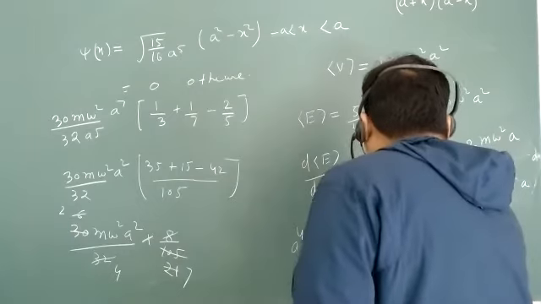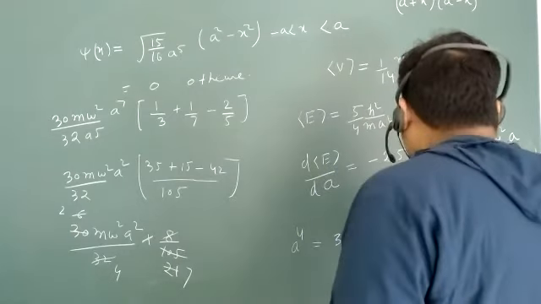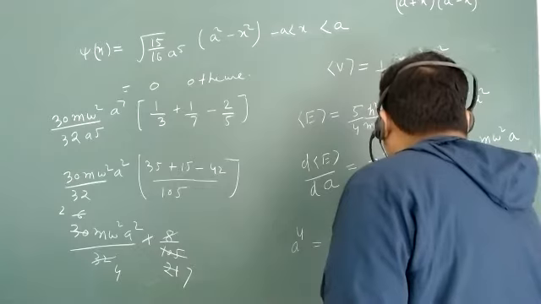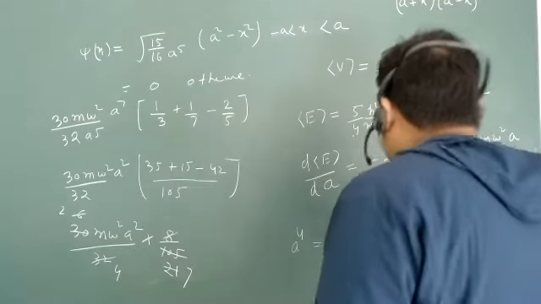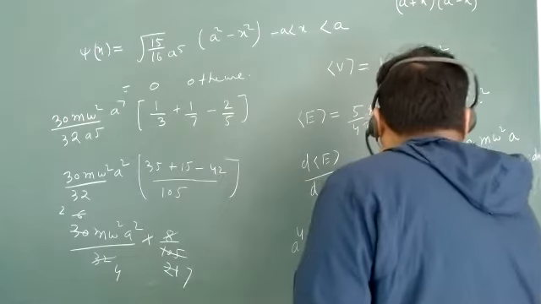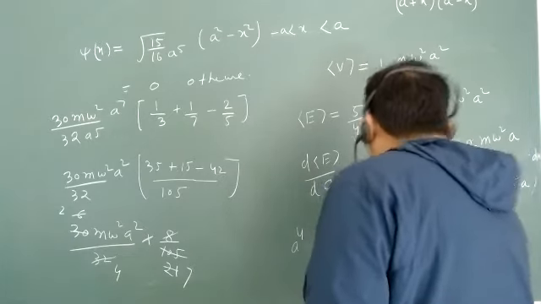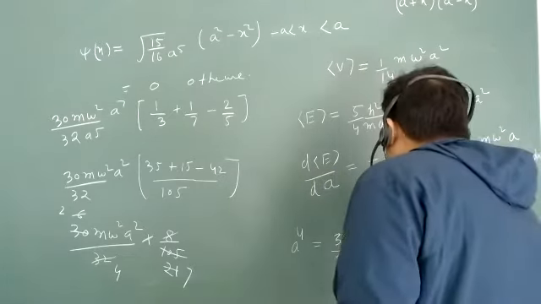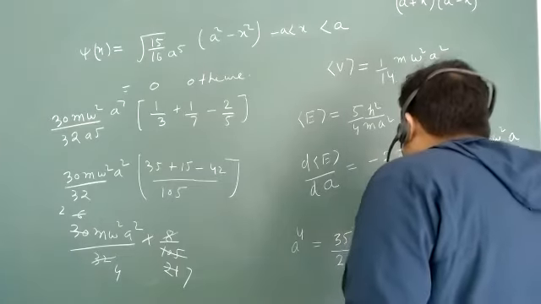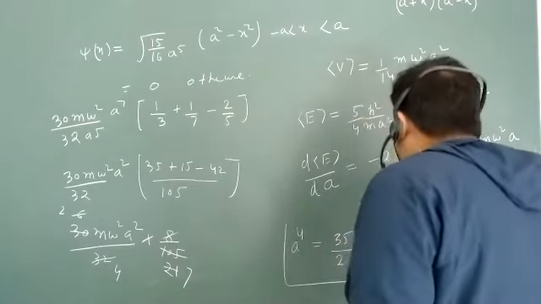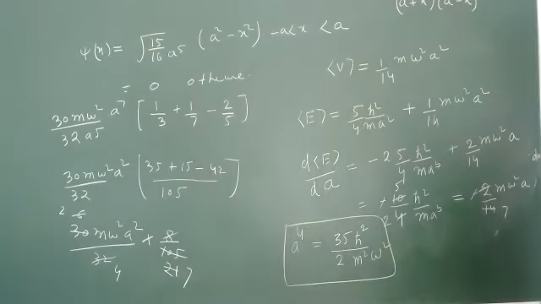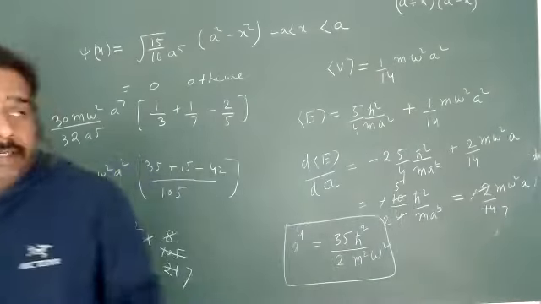We have 35 h cut square upon 2 m square omega square, isn't it? Are you getting this value? So this is 35 by 2 h cut square by m square omega square. So this is the value of a to the power 4. Now we have to give the final result.